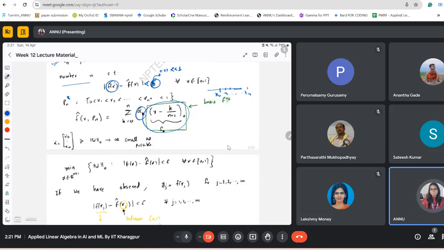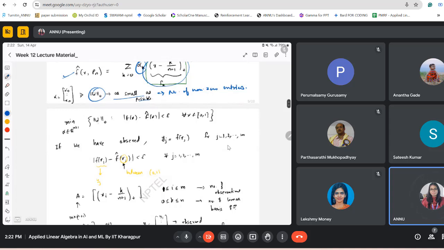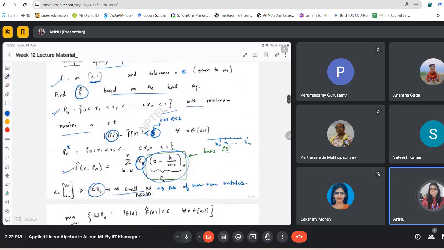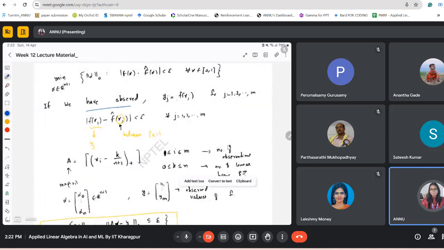Okay, so if we have observed yj equals f of xj for j belonging to 1 to m, you want this. Okay, so what is A? A is nothing but xi minus k divided by n plus 1, where plus means it will be the same value for values greater than 0, otherwise it will be 0. So these are some observation values, because m cross n was the dimension of the matrix. If k has these many values, you will have these many linear functions, which are also called basis functions. So you want this to be minimum such that, as I told, every function can be written in terms of a matrix. So the two norm of A alpha minus y is less than or equal to epsilon.